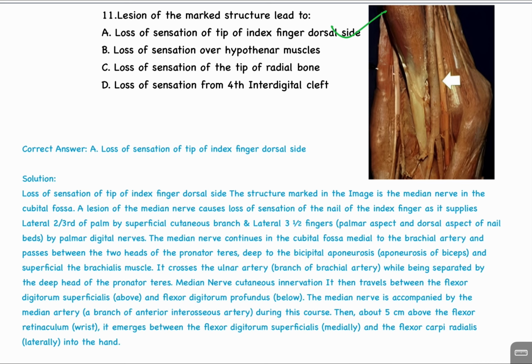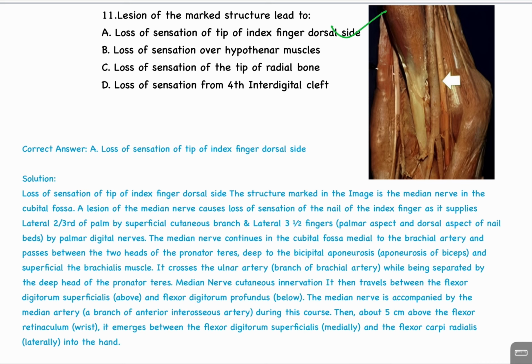The structure marked in the image is the median nerve in the cubital fossa. A lesion of the median nerve causes loss of sensation of the nail of the index finger, as it supplies the lateral 2/3 of the palm by the superficial cutaneous branch and the lateral 3 and a half fingers. The palmar aspect and the dorsal aspect of the nail beds are supplied by the palmar digital nerve.